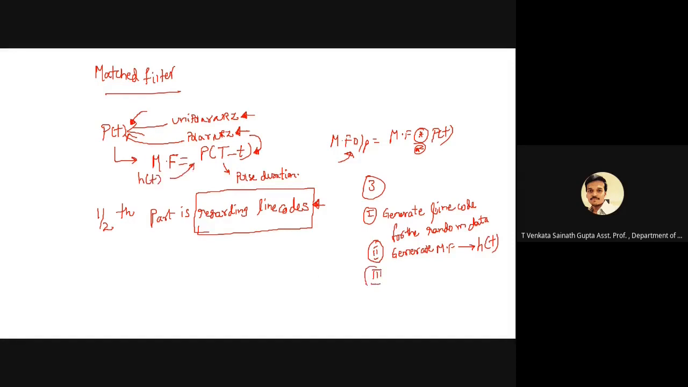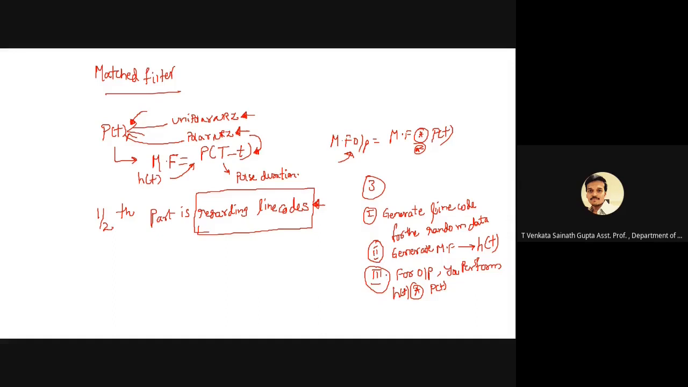Then third, you do convolution for the output. You perform convolution, this h(t) convolved with p(t). So these are the steps that we are going to see for the matched filter.